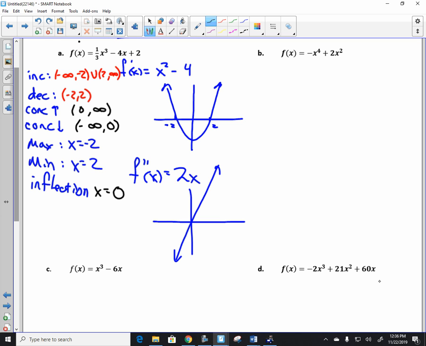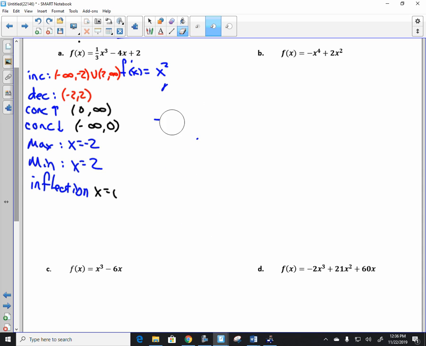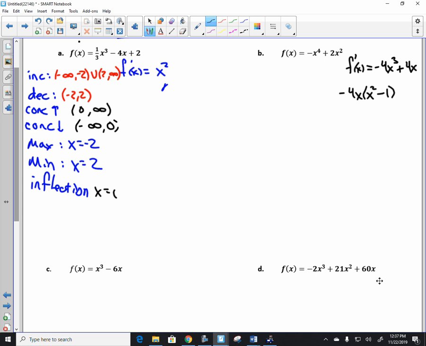In order to come up with some interesting information about this, it revolves around our first and second derivative tests. So I'm going to find f prime of x, which is what? Negative 4x cubed plus 4x. Now, I'd like to know what that graph looks like. In order to find out, I'm going to factor out a negative 4x. I'm left with x squared minus 1. So I have negative 4x times x plus 1 times x minus 1.